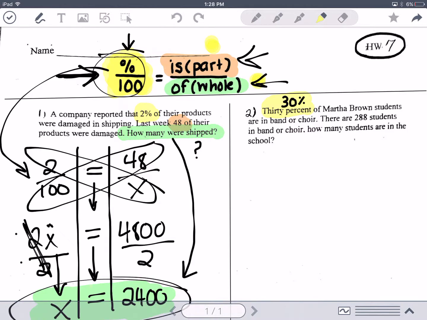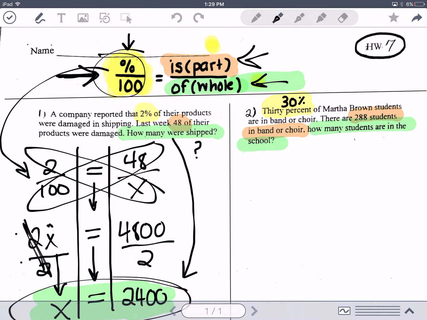30% of Martha Brown students are in band or choir. There are 288 students in band or choir. How many students are in the school? All right. There are 288 students in band or choir. That's part of the school population. And what they're asking me to find is how many total students are in the school. So again, I've been given a percent, I've been given a part, and what I am looking for is that whole. I want to know how many students are in Martha Brown altogether.